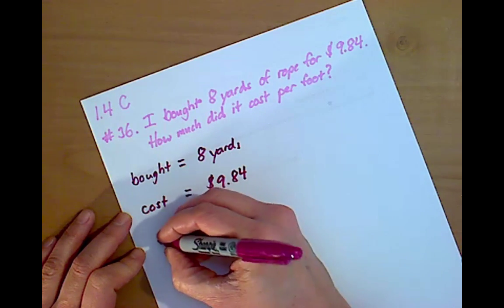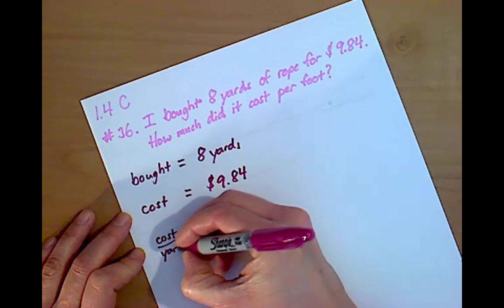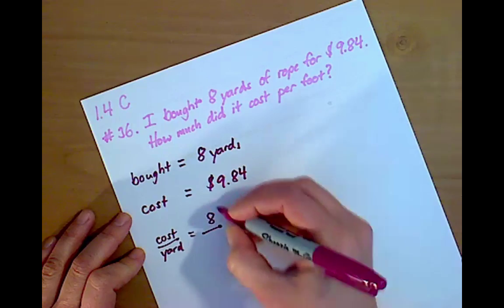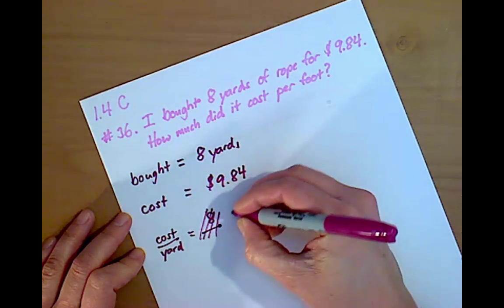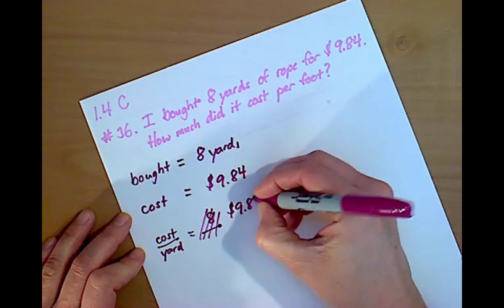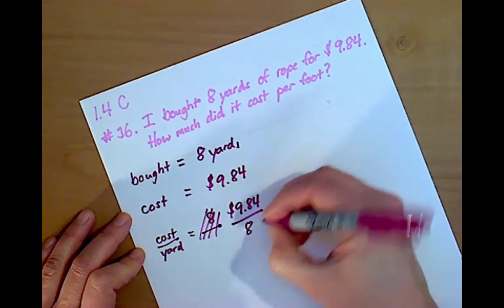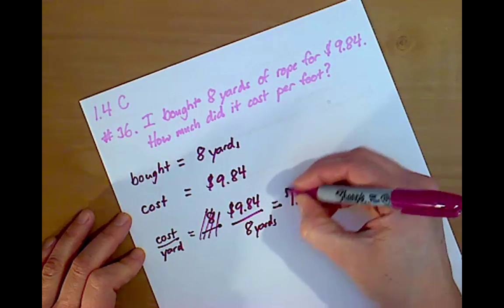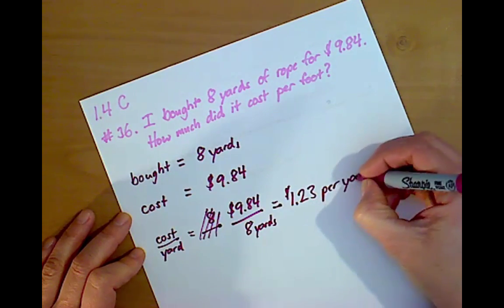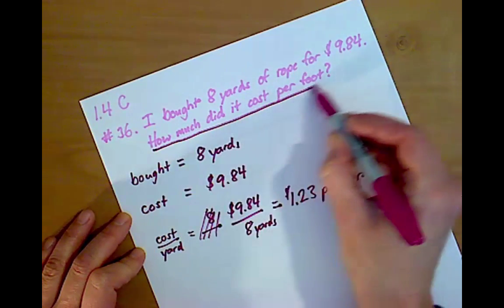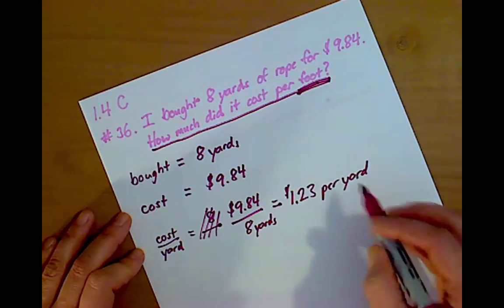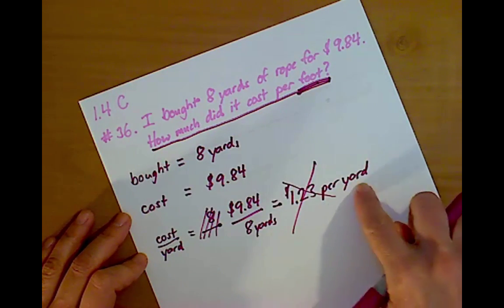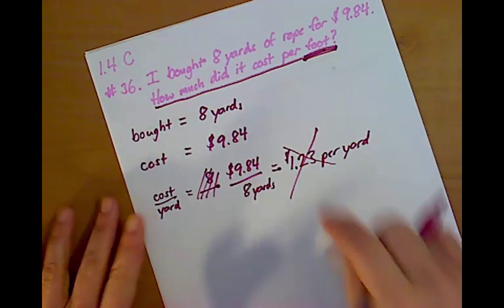And if we want to figure out the cost per yard, that's pretty easy. We're just going to do cost goes on the top. We'll do $9.84 divided by 8 yards, and our cost per yard is going to be $1.23 per yard. But as you can see, they want to know how much it's going to cost per foot. All right, so this is how much it costs per yard. That is not the answer we want, even though that is a correct answer if we were looking for that, but that's not the answer we want. We want to know cost per foot.